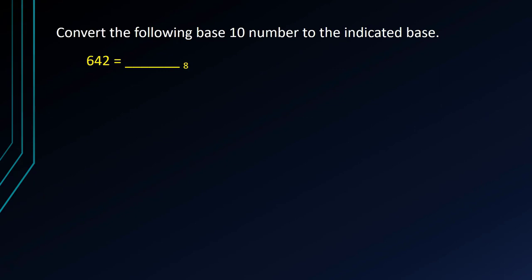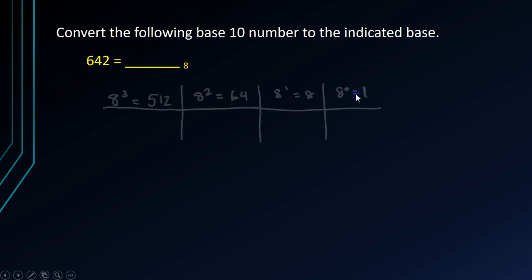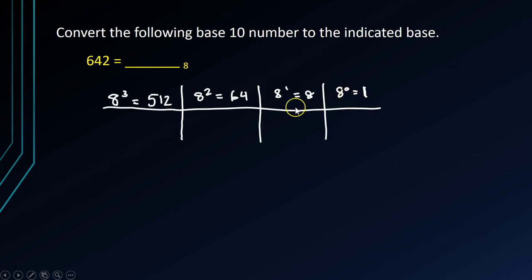642 to a number in base 8. So again, I'm going to come up with my powers of 8, and these are the powers of 8 that are going to be less than this 642. 8 to the 4th, offhand, I couldn't tell you what that is, but it was bigger than 642, so I didn't include it in this list. So I start with this number over here. I'm going to take 642 divided by 512. I get 1 with a remainder of 130.